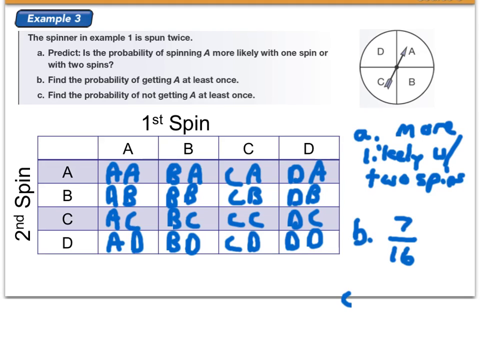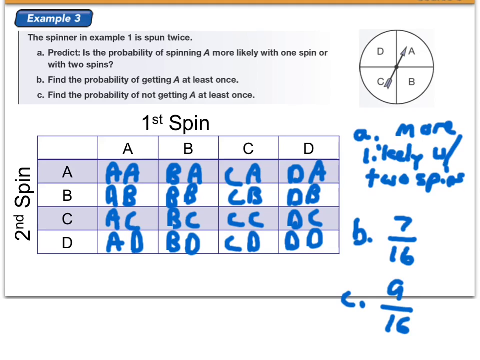In part C, it says find the probability of not getting A at least once. So I got to look in here and tell how many ways can I not have A at least once. Well, all of these have A at least once, so I'm not going to count those. But I can look at 1, 2, 3, 4, 5, 6, 7, 8, 9. There are 9 ways to not get A once out of 16 possible things total. And that 9 out of 16 does not simplify either.